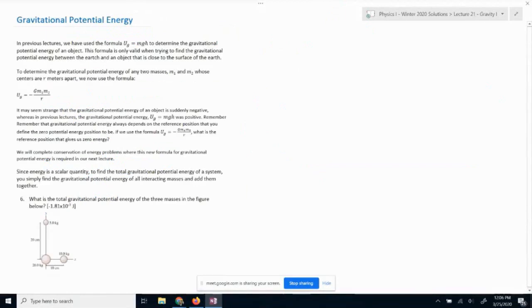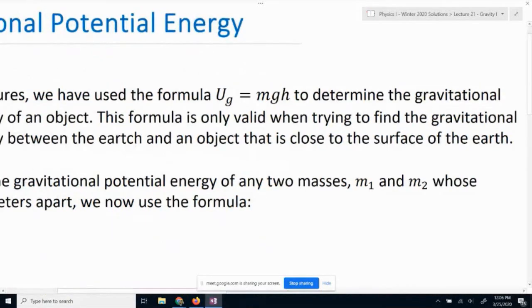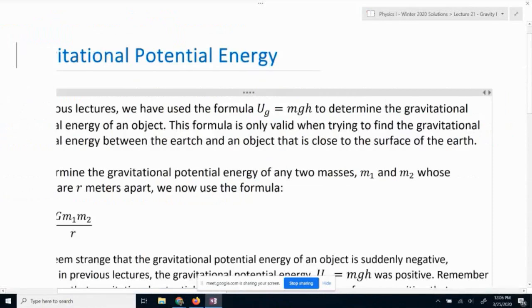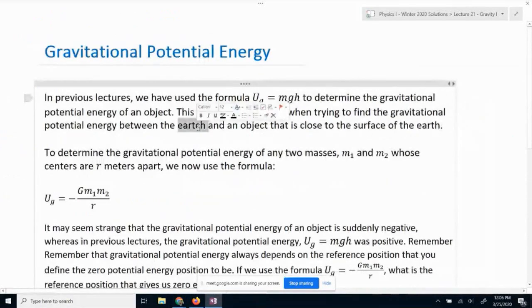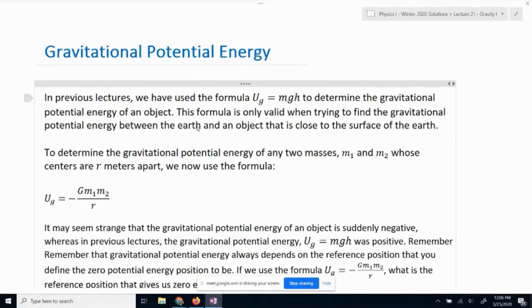Next, we're going to move on to gravitational potential energy. Before, we used this formula, UG equals mgh, to determine the gravitational potential energy of an object. But that formula only works when you're trying to find the gravitational potential energy between the Earth and an object that is close to the surface of the Earth. If the object is far from the Earth, or if you're trying to find the gravitational potential energy between two other random objects, just like we did between the man and the woman, who didn't have any chemistry, then we would have to use a different formula. We couldn't use mgh anymore. So the new formula is over here.